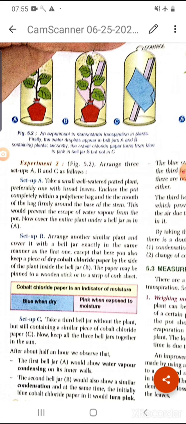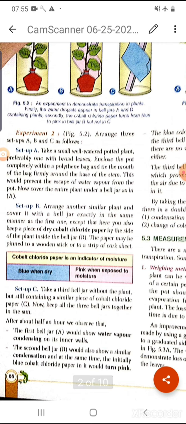So cobalt chloride paper is an indicator of moisture. When it is dry, that means no water vapor is there, but when it turns pink, that means water vapor or moisture is there.